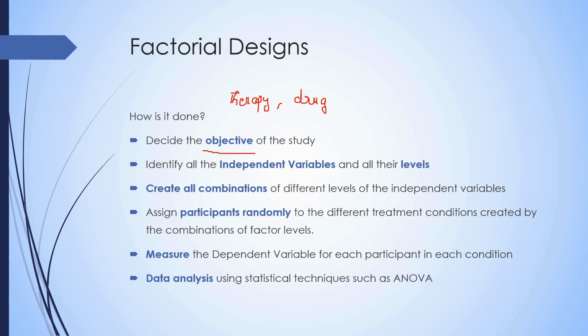Okay. Now identify all the independent variables and all their levels. What are the independent variables here? One is therapy and one is drug, and all their levels. Let's use two levels each. One would be with therapy, one would be without therapy. For drugs, let's keep it simple. Let's use one with drug and one without drug.